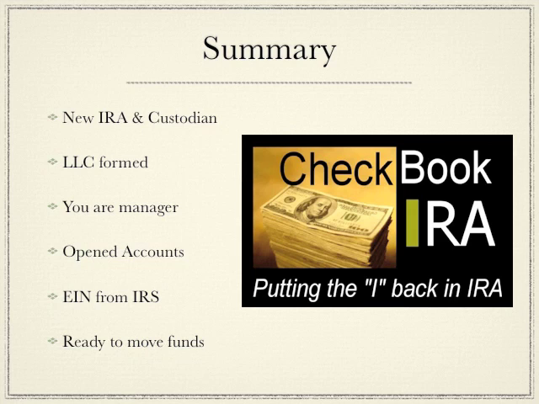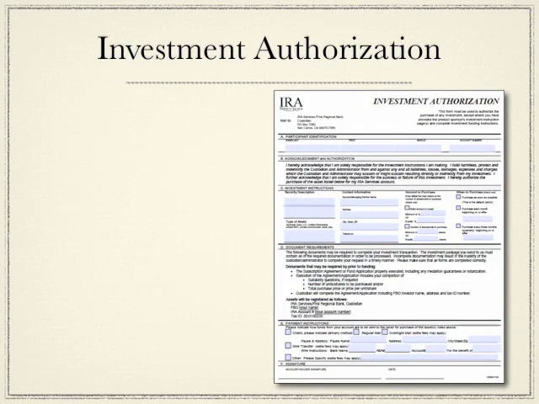You've opened up an account. You've got your EIN number, and you're ready to move the funds. So the way you move that would be the investment authorization. Here's a copy of it. It's going to be in your binder. It'll all be filled out. You'll just need a signature.